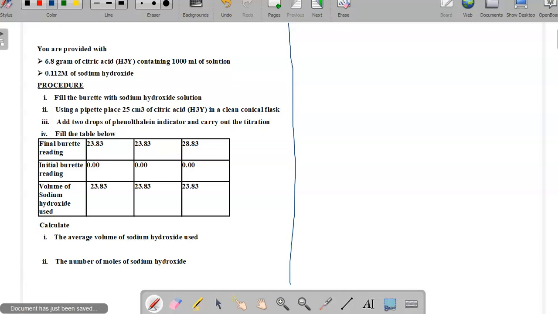Hello my students, today we are learning about simple titration. This is lesson 26, simple titration.